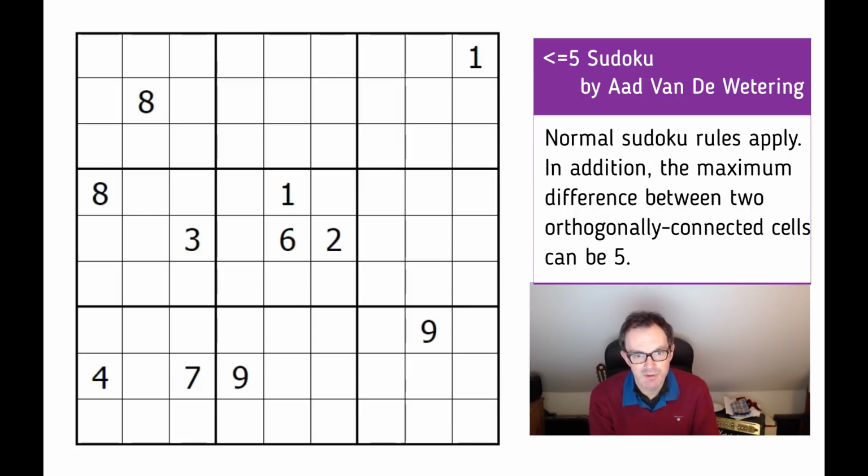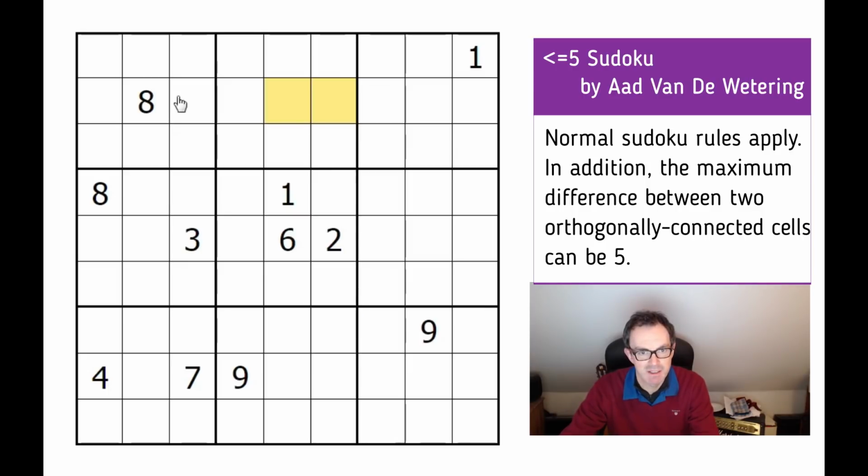Now today we've got what looks to be a really interesting Sudoku for you. And this is a new Sudoku that has been constructed by one of the world's great puzzle makers in response to a video that we did last week. So last week I did a puzzle by Bastien Vial-Gemeux in which two orthogonally connected squares could not add up to more than 14. And the Dutch constructor Aad Van De Wetering apparently really liked the idea, and so he's constructed this puzzle where two orthogonally connected cells can have a maximum difference of 5.